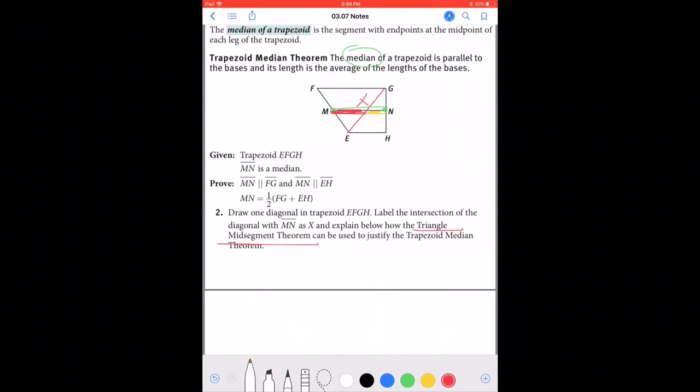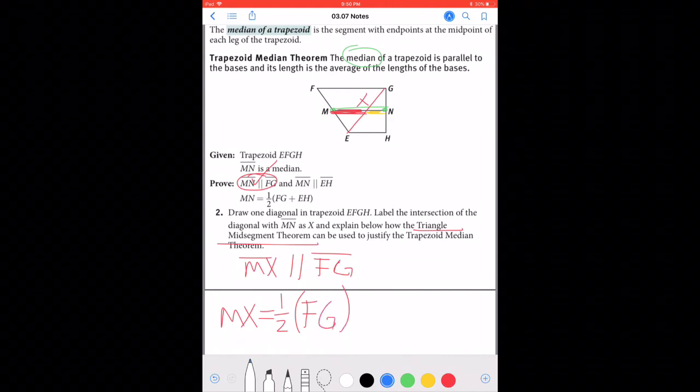So if I stick to red, our triangle mid-segment theorem would say MX is parallel to FG. So that proves right away this part right here, so we can check that off. And then we can also use the triangle mid-segment theorem to say MX is equal to 1/2 of FG. Let me change this to blue because I don't want to write yellow on white.